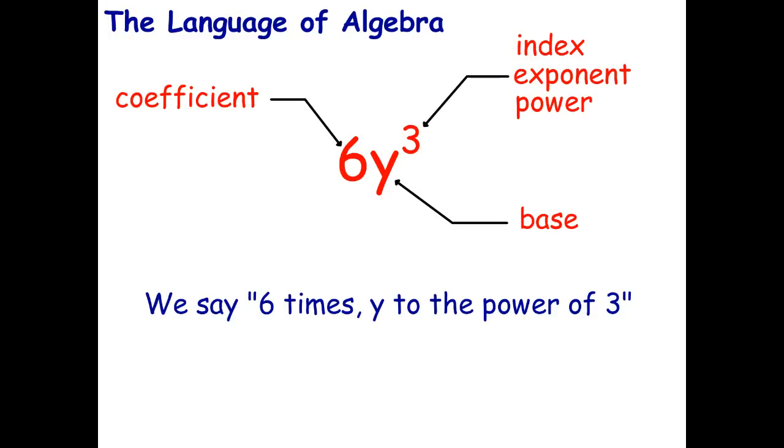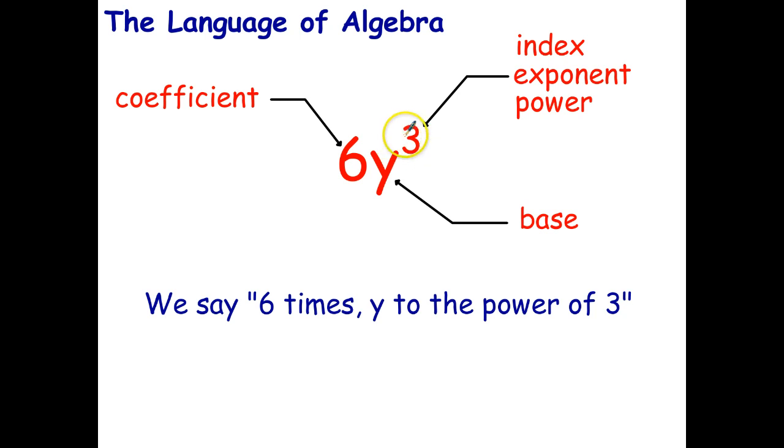Okay, and again from the last video series, a bit of terminology that we use when we're talking about indices. The number that you multiply the variable by or the power by is called the coefficient. So in this case, 6 is the coefficient. This is called the base. So in this case, it's the variable y.